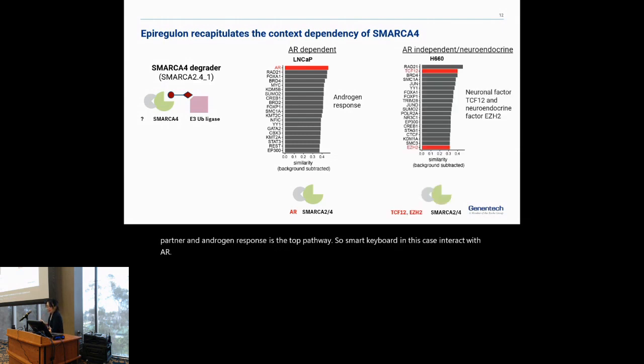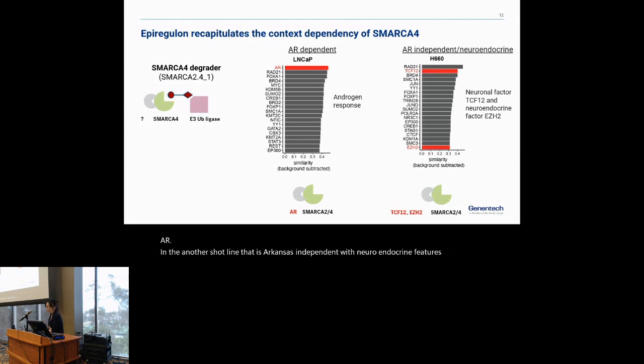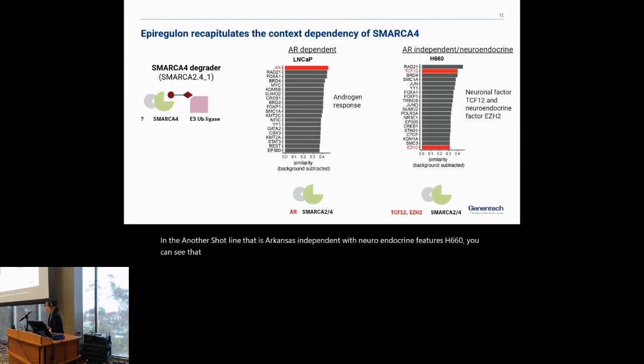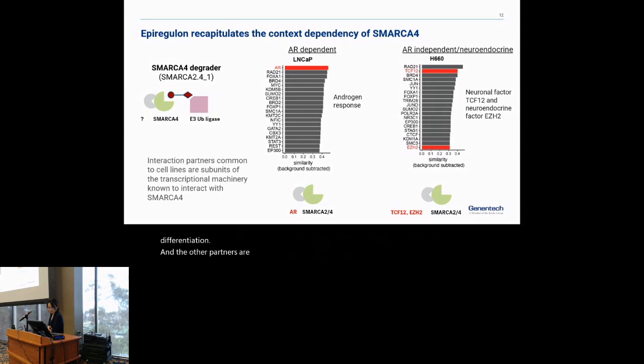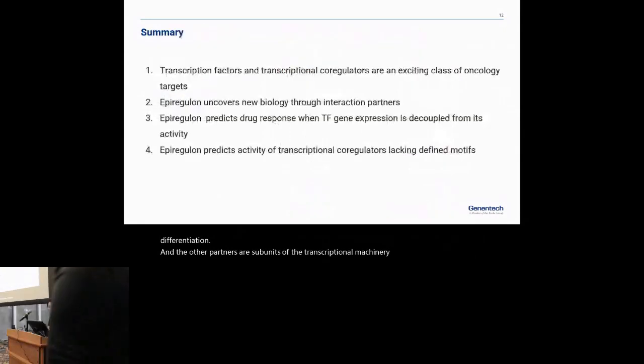In another cell line that is AR independent with neuroendocrine features, H660, you can see that the second highest interaction partner is TCF12, which is a factor important for neuronal development. And then EZH2 is also one of the top 20 interaction partners, and EZH2 has been previously shown to reprogram prostate cancer cells towards neuroendocrine differentiation. And the other partners are subunits of the transcriptional machinery known to interact with SMARCA4.